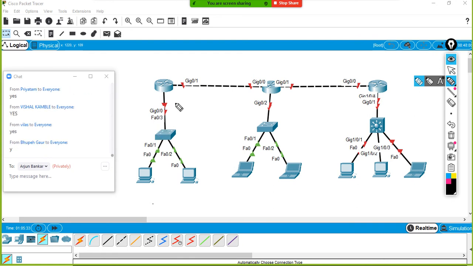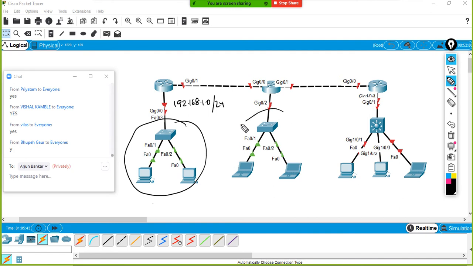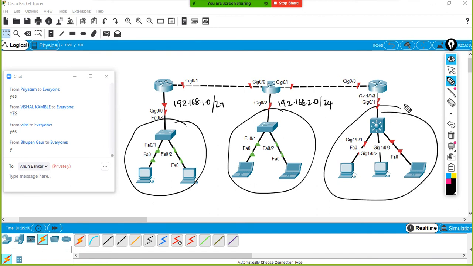Let's say here we will configure the 192.168.1.0 network. I am going to keep all these people in the same network. And here I am going to configure the 192.168.2.0 network. And here I am going to configure the 192.168.3.0 network. And between router 1 and router 2, I am going to configure 104.1.12.0/24. And between router 2 and router 3, I am going to configure the 104.1.23.0 network.